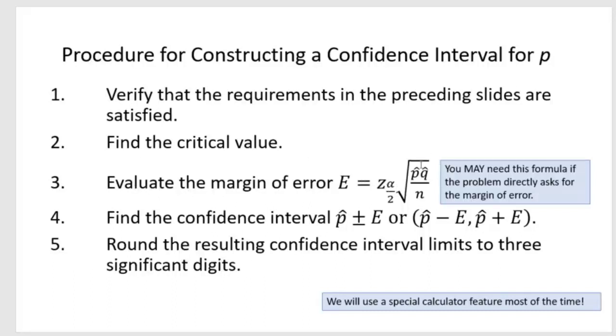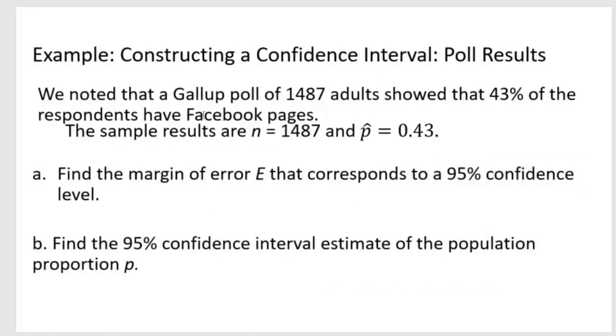Then we can find the margin of error. Now, notice here it says you may need this formula if your problem directly asks for the margin of error. We're actually going to be able to even bypass this because we can use our calculator to actually calculate this confidence interval. So this time I'm going to try to do it both ways for us, and we will get that confidence interval calculated. So that's our procedure. So going through, this is what a homework problem can look like.